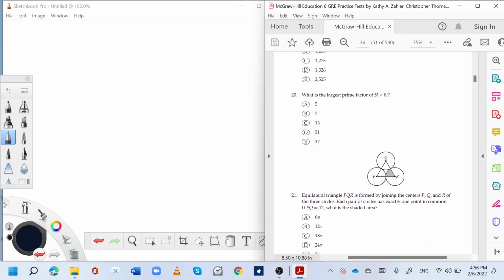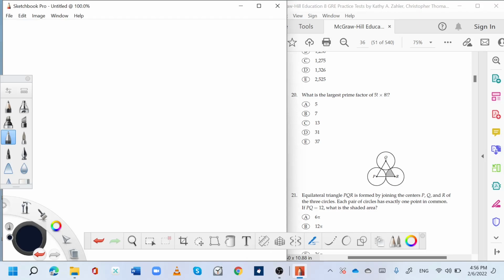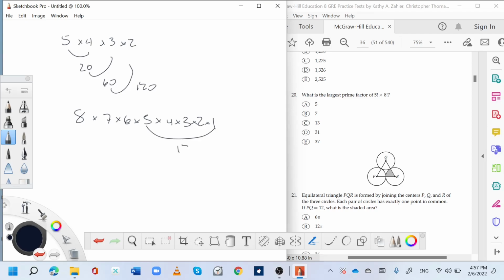What's the largest prime factor of 5 factorial and 8 factorial? The largest prime factor of 5 factorial, 5 times 4 times 3 times 2 times 1, 20, 60, 120. And then we got 8 times 7 times 6 times 5 times 4 times 3 times 2 times 1. Well, so this is all 120 times 8 times 7 times 6. So if this is 120 here, we figure out the factorial 5. We get 120. We're going to multiply that same 5 factorial times 8 times 7 times 6. We know that it has 7 as a factor. It's a prime factor, so B.